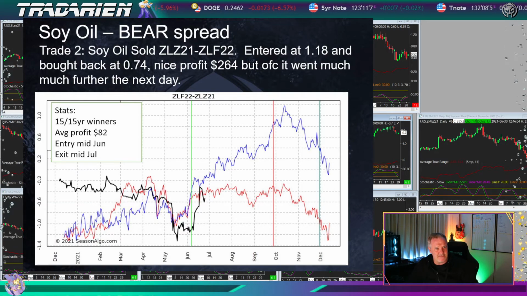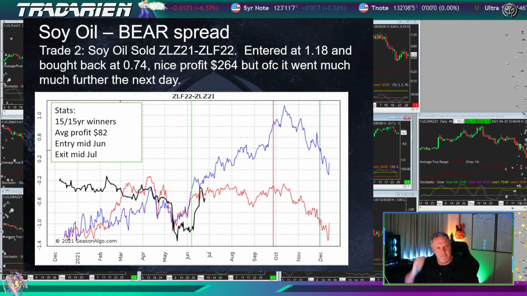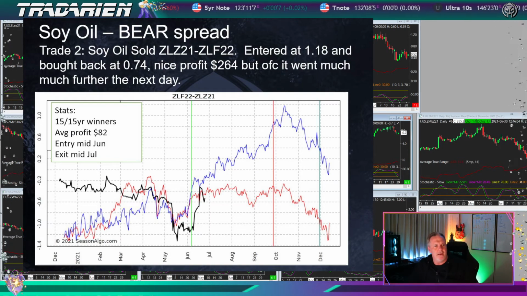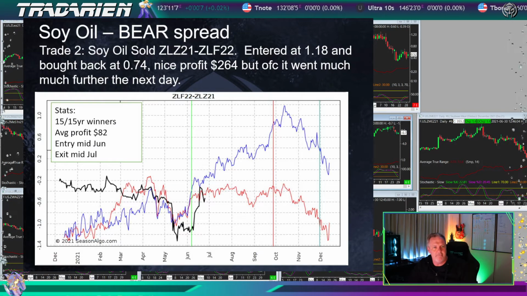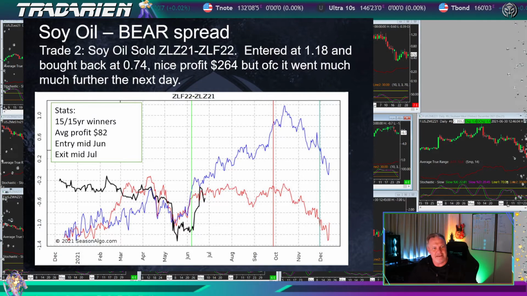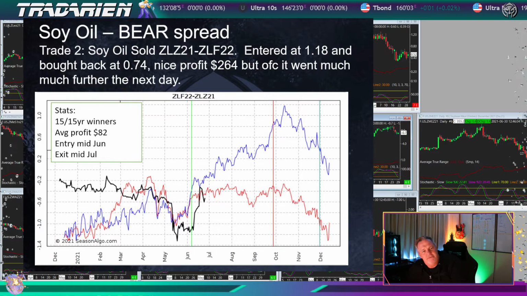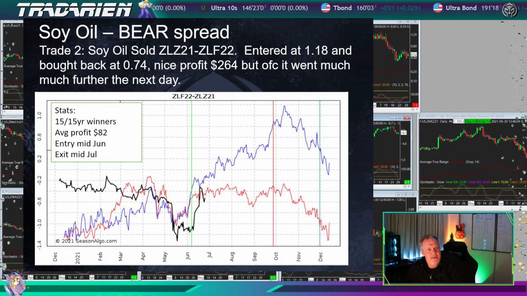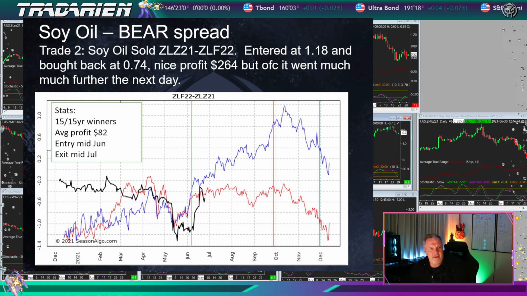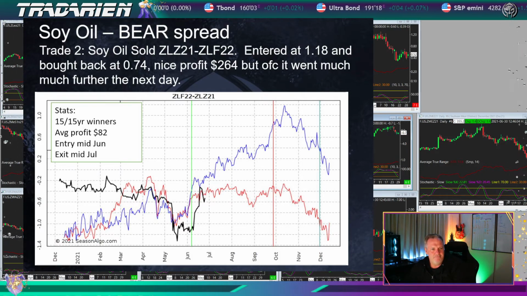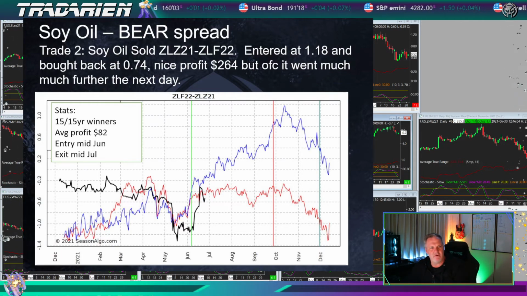So again, we've got a bear spread here. Okay, so we're selling December, buying January. Entered at 118, bought back at 74. Nice profit, good. But of course, it went much further the next day. Shit happens. Yeah, that's fine. It is entry mid-June, exit mid-July. So it's a 1 month seasonal trade. That's a nice one. And that entry there, entry mid-June. Yeah, that nice little consolidation down there was a great little place to enter.